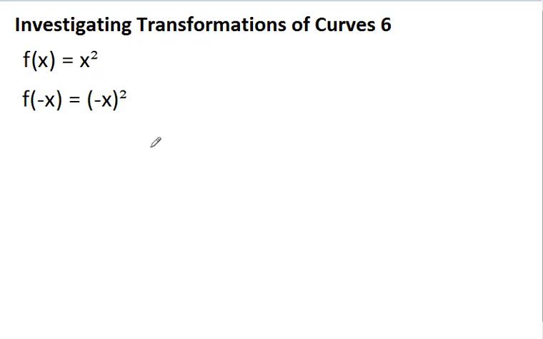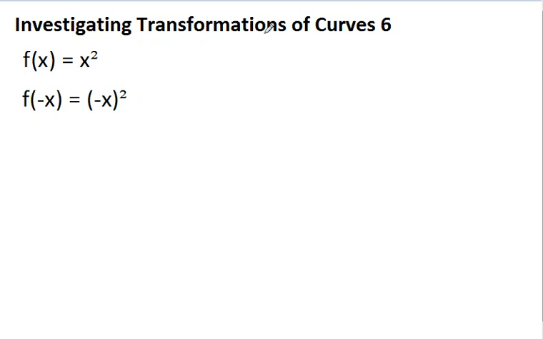We're going to be investigating the transformations of curves, and we're going to look at f of x equals x squared again. And this time we're going to multiply inside the brackets by minus 1 and remind ourselves what happens graphically when we do that. So what I've done is I've taken my input x and I've multiplied it by minus 1, and I therefore get minus x all squared.